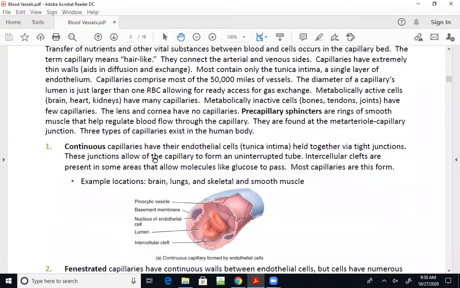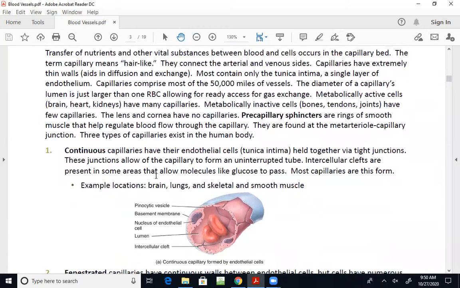All right, reading through. Transfer of nutrients and other vital substances between blood and cells occurs in what we call capillary beds, which is just a network of capillaries. The term capillary means hair-like, and that's because they are super thin. They're also very, very small, microscopic. You can't just dissect open the body and find the capillaries, which you can do for arteries and veins, but these guys are very, very small, and are between and connect our arterial and venous sides.